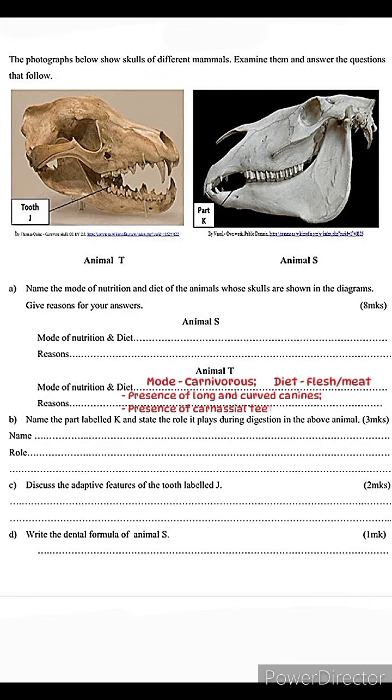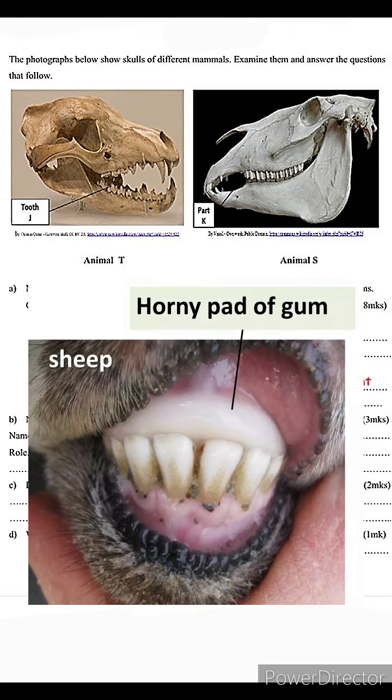Now let's move on to our second animal, which is animal S. Now animal S has two characteristic features of herbivores. Number one, it has a diastema. A diastema is a gap that is found in the lower jaw. Now this is represented as part K. This also has a horny pad. Now a horny pad is simply a hard surface against which grass is pressed so that it can be cut by the lower incisors. The horny pad is located on the upper jaw.